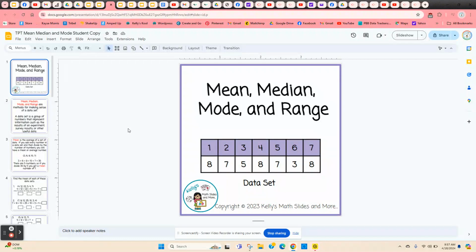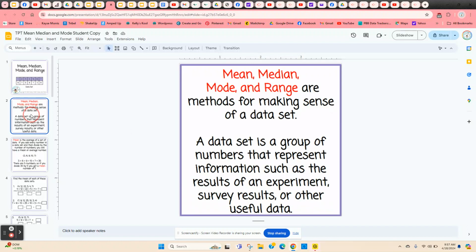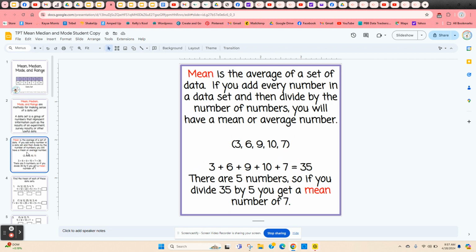Mean, median, mode, and range. This is a digital lesson, and the lesson starts with explaining why we use these tools to make sense of a set of data. So we could have numbers that represent the results of an experiment. It could be the results of a survey or any other data that we need to make sense of. So we're going to start with the mean.